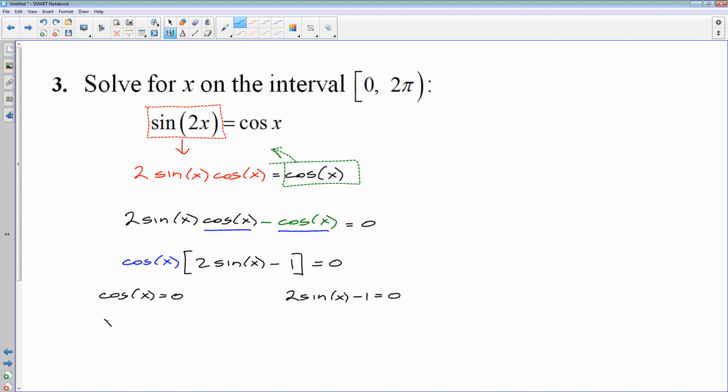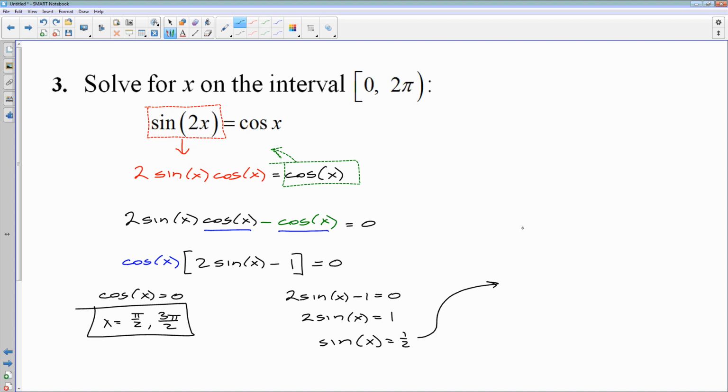Cosine equals 0, that's on your unit circle at pi over 2 and 3 pi over 2. And notice I did tell you only to answer between 0 and 2 pi. So there's 2 answers. This one I need to isolate the sine x, so I'm going to move the 1 over, add 1 to both sides, and then I'll divide by 2. Sine x equals 1/2. And if sine x is equal to 1/2, again, I'm thinking unit circle.